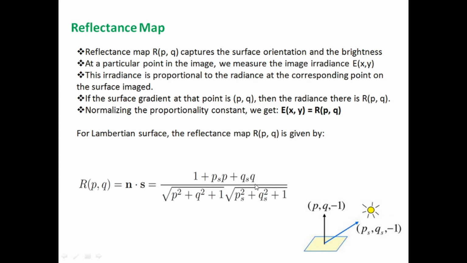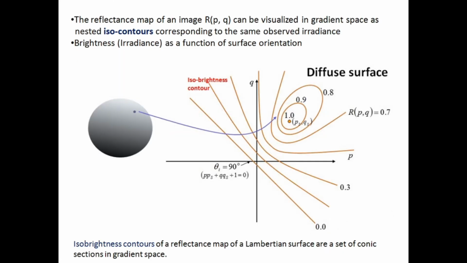Okay, so this is my reflectance, right, at this point this is my image, so this is a 3D object, and this 3D object has various intensity levels. At this point I have some intensity level, so this point is reflecting. This reflectance map, that is R of P comma Q, can be visualized in my P comma Q gradient space. That means here, P and Q are nothing but what?